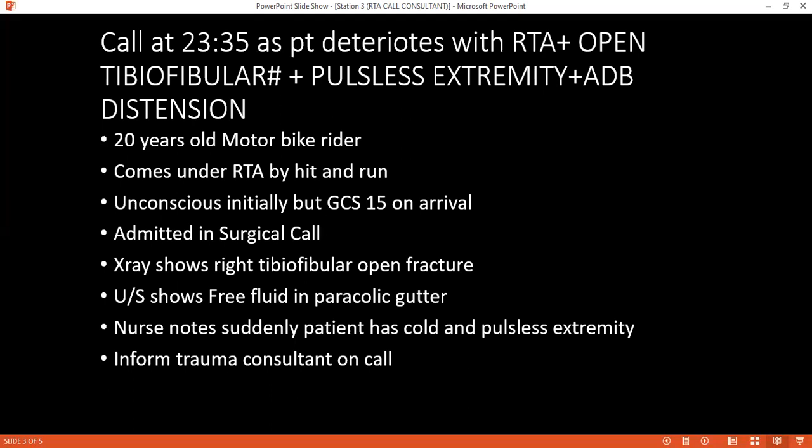Okay. Did you mention CT lower limb angiogram? No. Yes, that also you have to do. If pulses still you cannot feel, then you'll do that. Okay, CT.